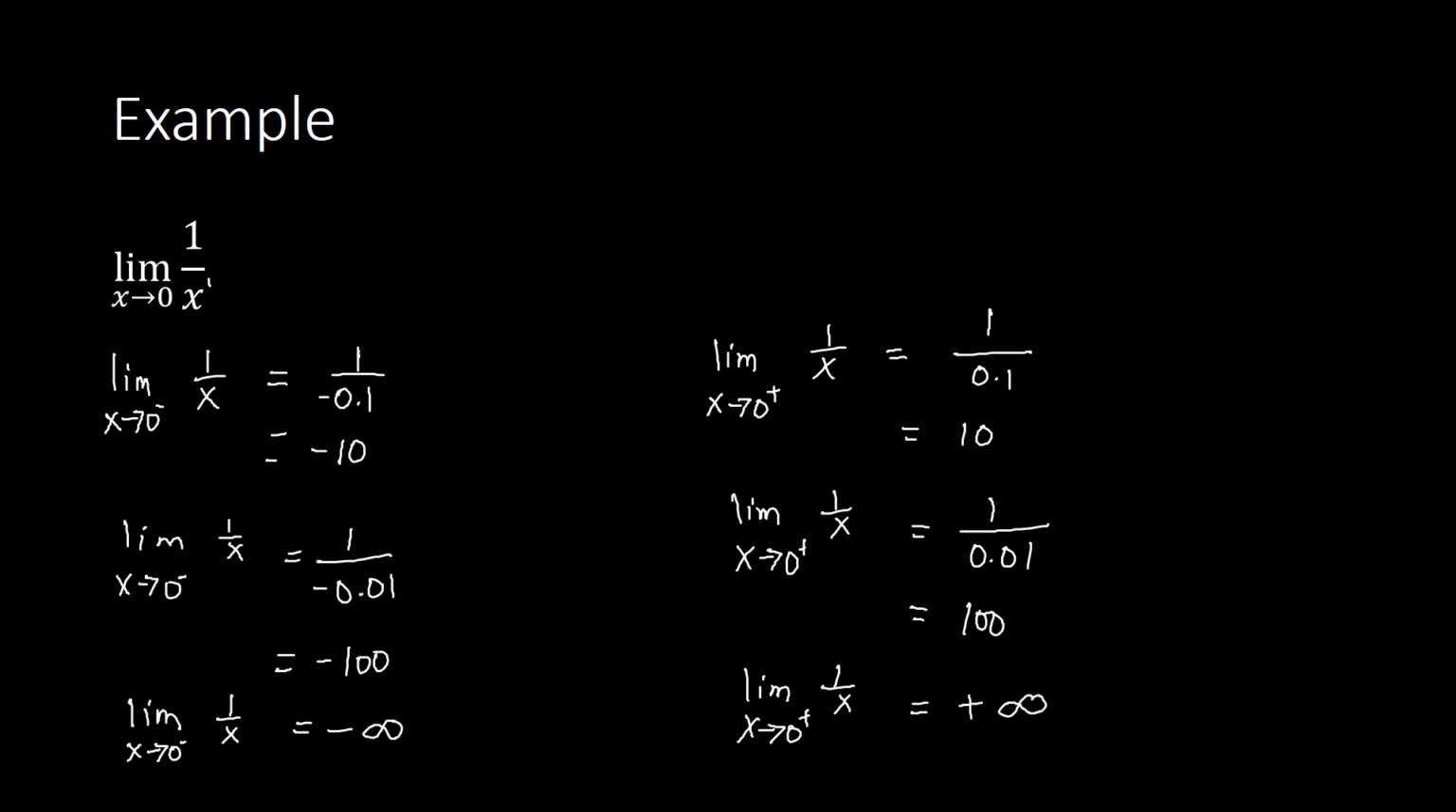We've got the left-hand limit and the right-hand limit are not the same. We have negative infinity and positive infinity. So the limit here of 1 over x as x approaches 0 is a DNE. So that is how you get your limits for those particular examples.